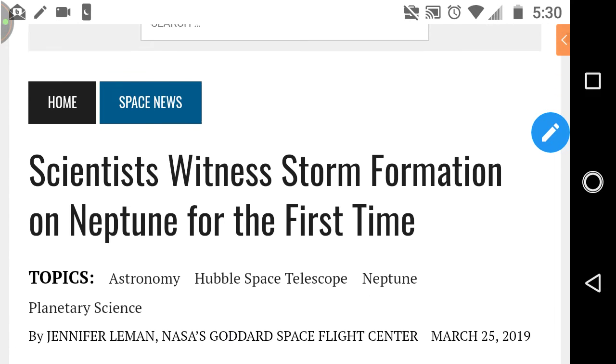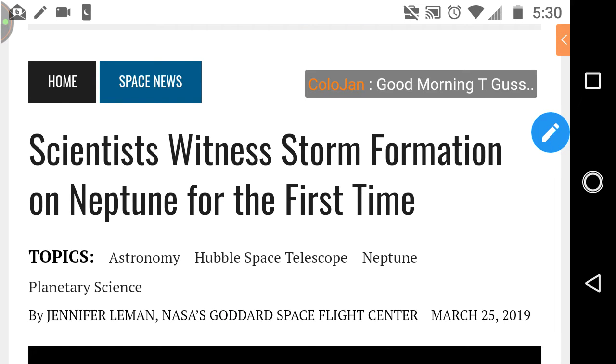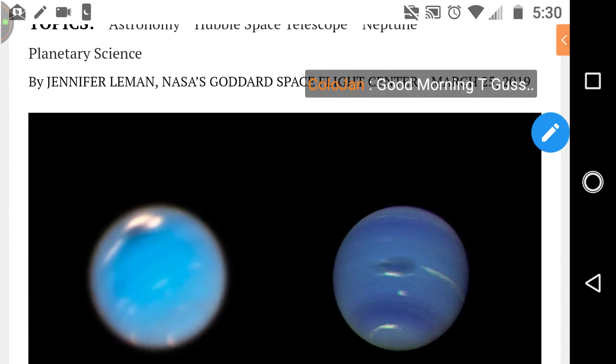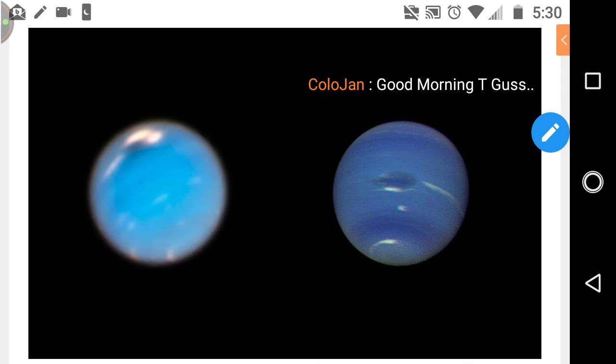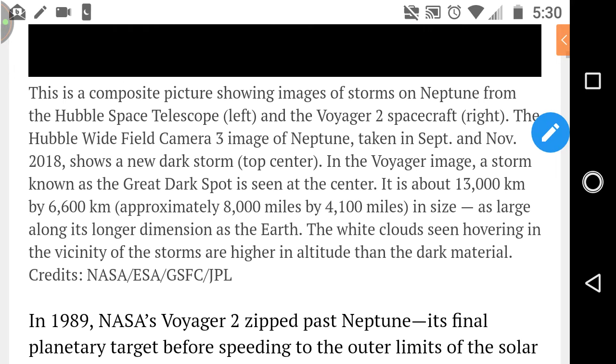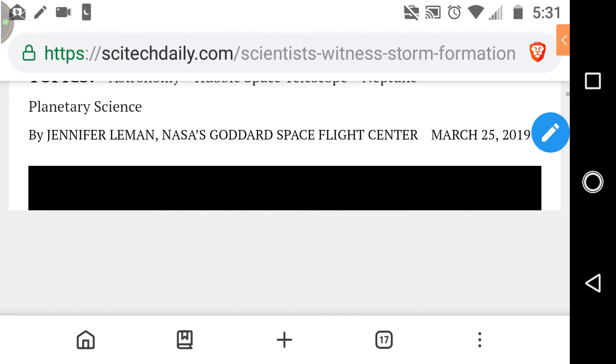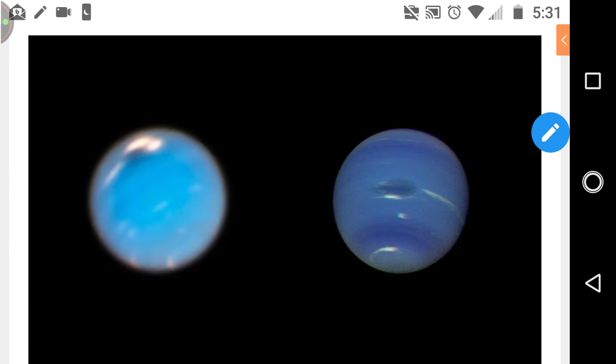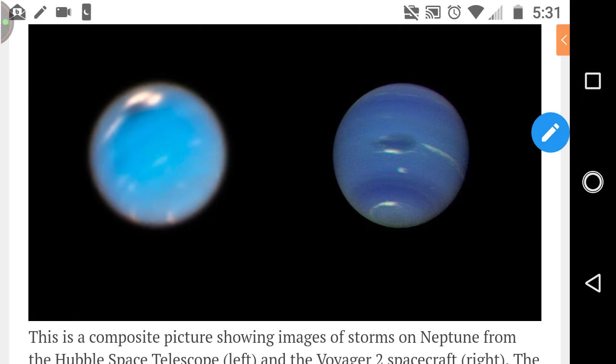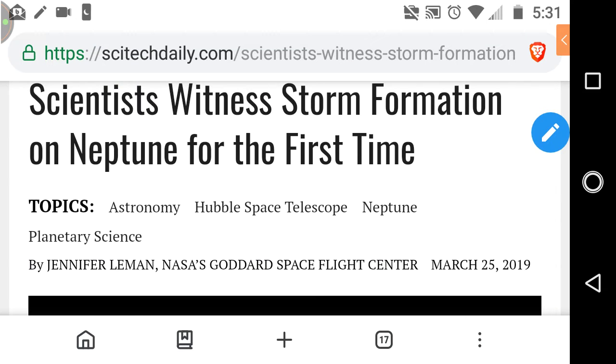Scientists witnessed storm formation on Neptune for the first time. There's some images. And that dark spot you see there appears to be similar to Jupiter's red spot. These images are from 2018 in September and November using Hubble's wide field. So another interesting article talking about storms on Neptune.